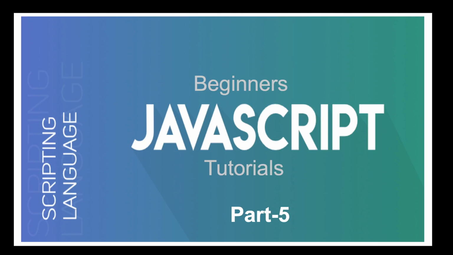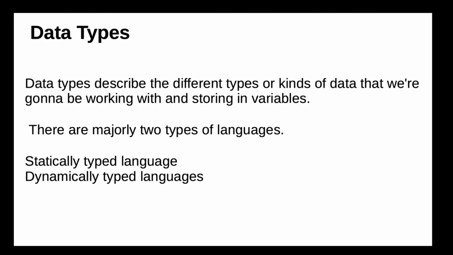So in this video we will discuss data types. A data type describes the different types or kinds of data that we are going to be working with and storing in a variable. There are majorly two types of languages. First is statically typed language, second is dynamically typed language.